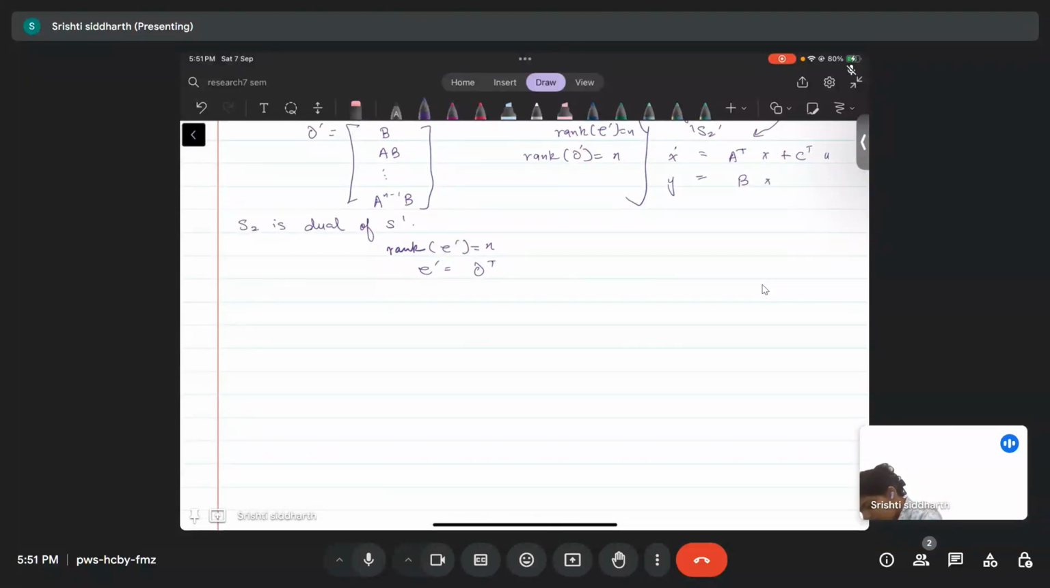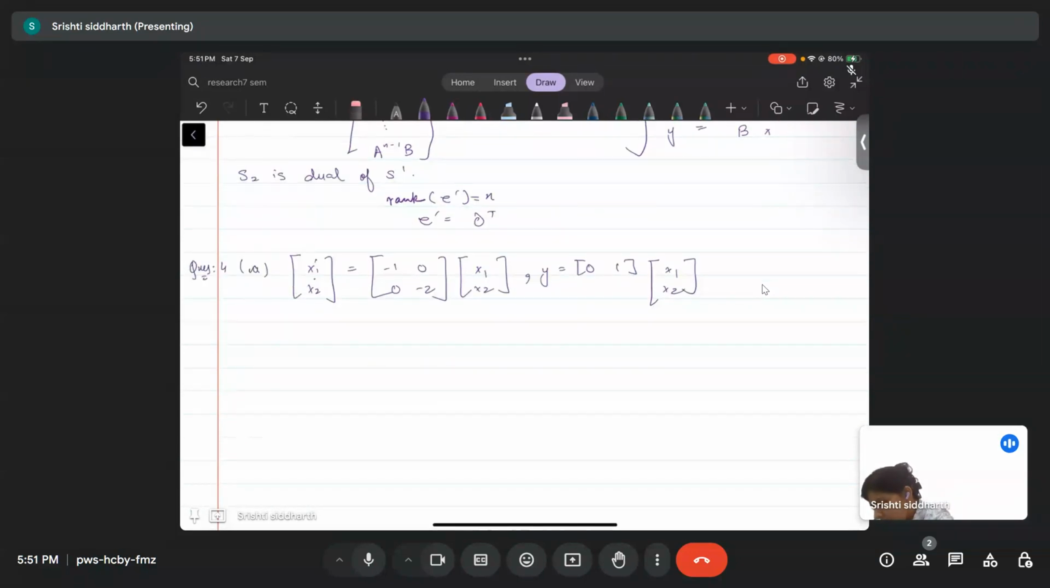So I'm going to write down the systems which are already in the diagonal form. So let's see. We have the first system: x1 dot, x2 dot equals [-1 0; 0 -2] times x1, x2, and y is [0 1] times x1, x2. Okay, so the system is already diagonalized.